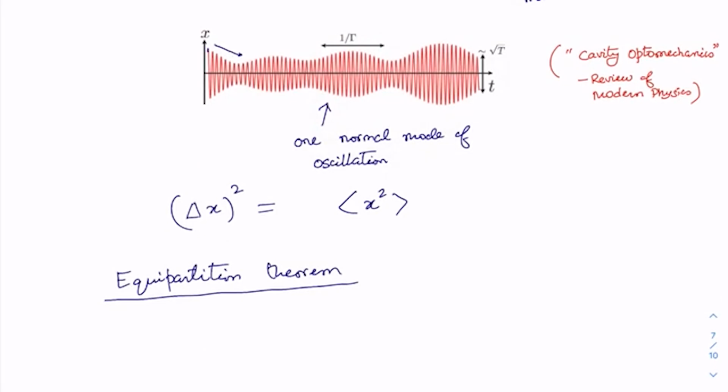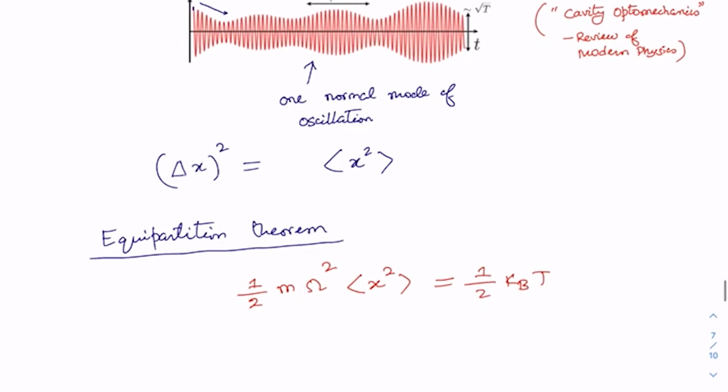So we know that the energy of the harmonic oscillator is half m omega square x square. Omega is the oscillation frequency of the oscillator, and then this is the variance, and this has to be equal to half k_B T, because we are considering one mode of oscillation. So it implies that this variance, x square, is equal to k_B T by m omega square.